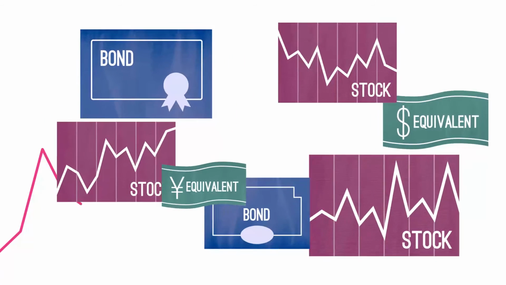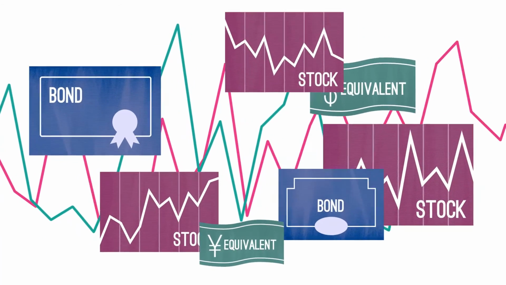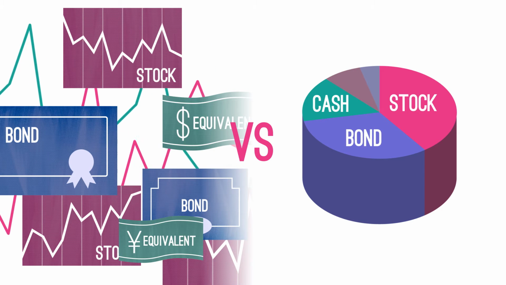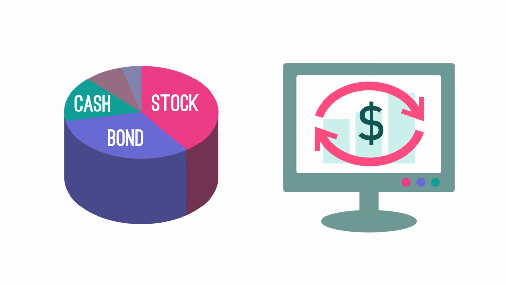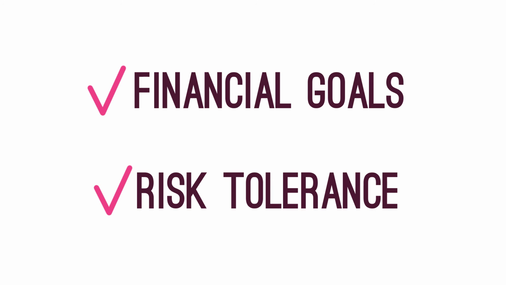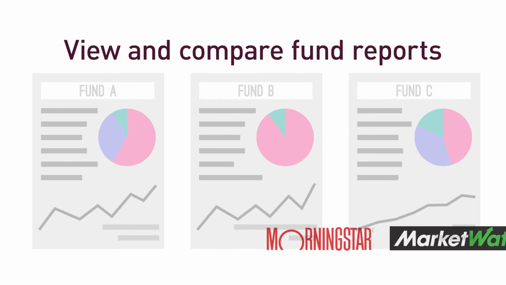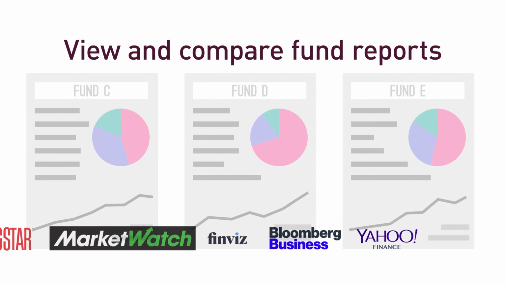Most people don't have the time or expertise to pick individual stocks or bonds to invest in volatile markets. Buying a mutual fund can be a good way to invest in a diversified portfolio through quick transactions, almost like shopping. After determining your financial goals and risk tolerance, when eventually choosing a fund, use independent investment research to view and compare its report with other funds.